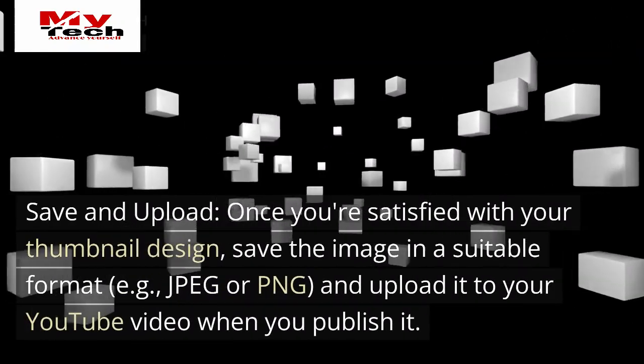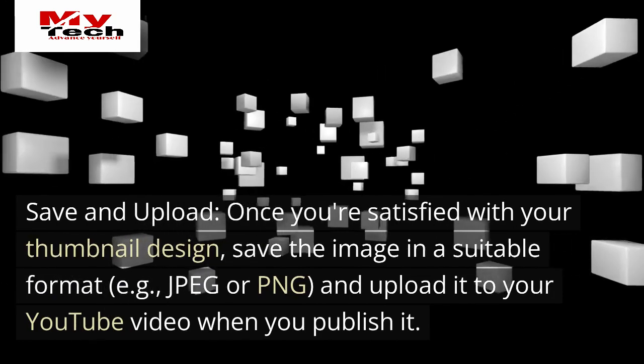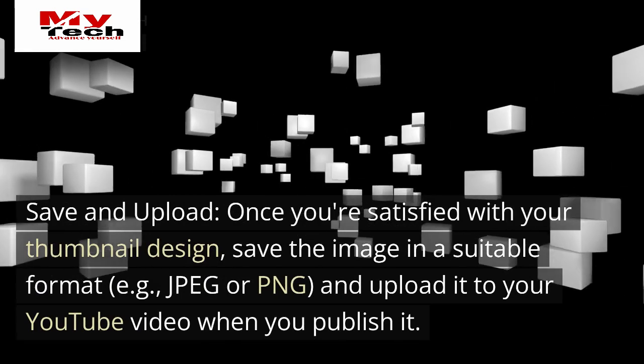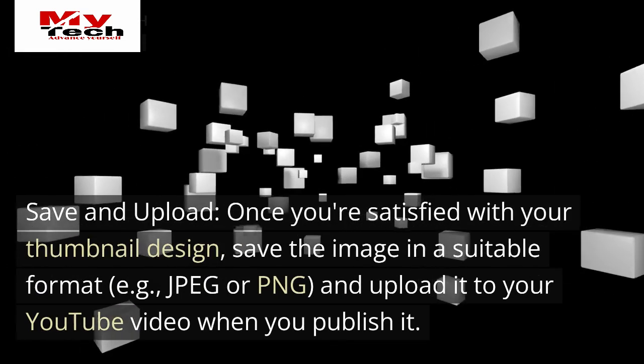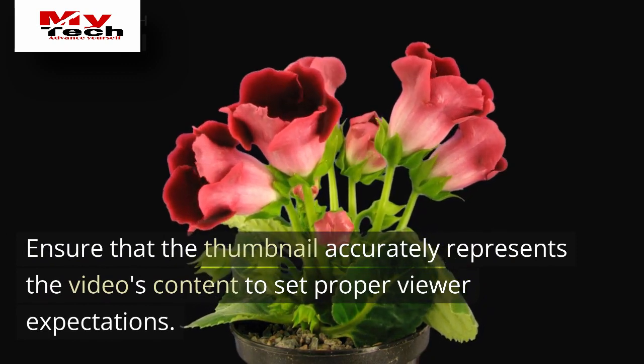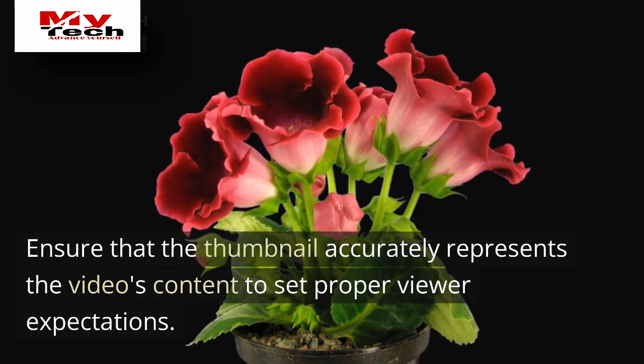Once you're satisfied with your thumbnail design, save the image in a suitable format, e.g., JPEG or PNG, and upload it to your YouTube video when you publish it. Ensure that the thumbnail accurately represents the video's content to set proper viewer expectations.